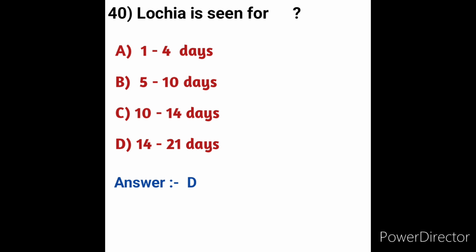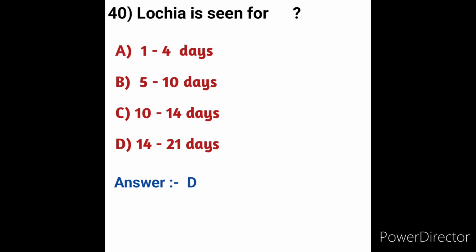Lochia varies, which means it will be different between people. It is different from person to person. Lochia lasts about 6 weeks. Some people have it up to 8 weeks. Okay friends, here option D is the correct answer. It will come for 14 to 21 days. Option D is the correct answer.